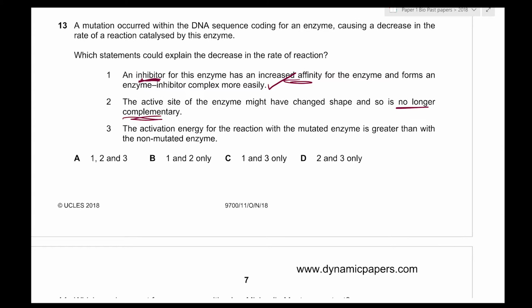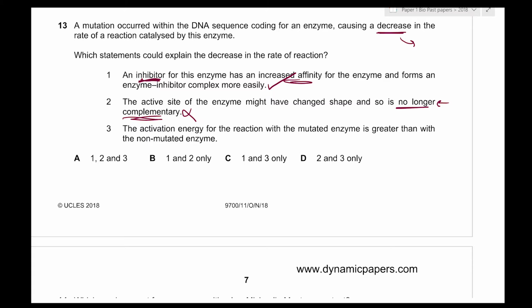So here the trick with the wording is no longer complementary. Here in the question it says causing a decrease in the rate of reaction. If it was no longer complementary, as it is mentioned here, then the reaction would totally stop because no substrate could be converted to product. However, in this case, it says causing a decrease, not completely stopping the reaction. Therefore, no longer complementary is incorrect. It might be partially incomplementary, but no longer complementary at all is incorrect.